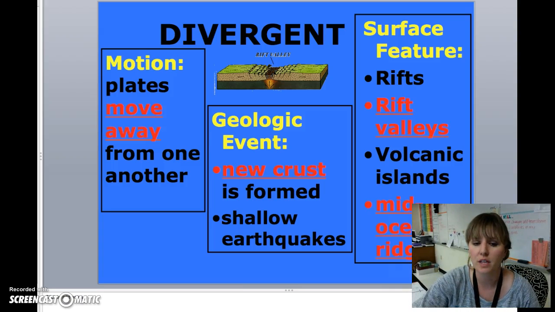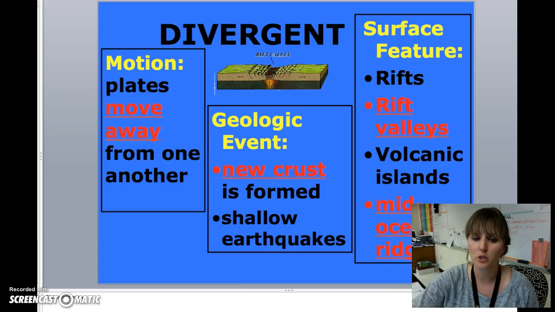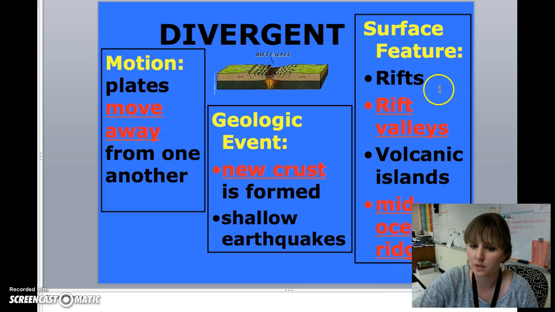The geologic event that occurs here is that new crust is formed. As they move away, that magma is able to come up and solidify, forming new crust. And we may also have shallow earthquakes. Some surface features at divergent boundaries include rifts, rift valleys, volcanic islands, and then mid-ocean ridges.